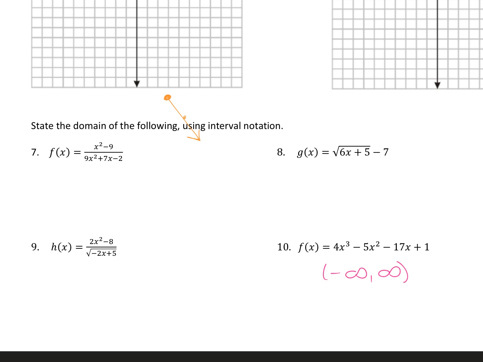Why is it like that? That's because your x doesn't have anything wrong with it. It's not in the denominator of a fraction, it's not under a radical. So if it's not in the denominator of a fraction or under a radical, automatically all real numbers.